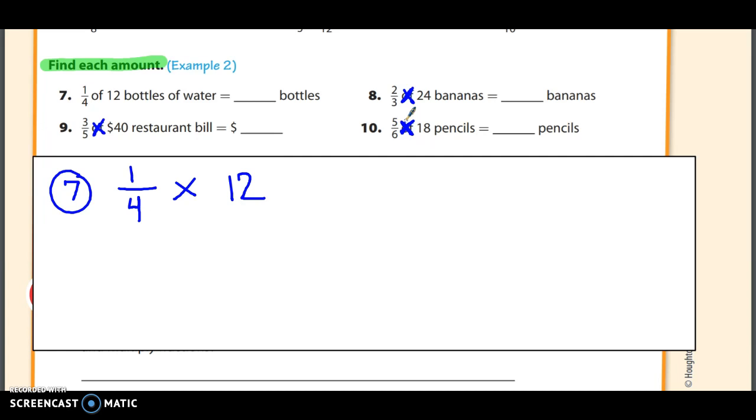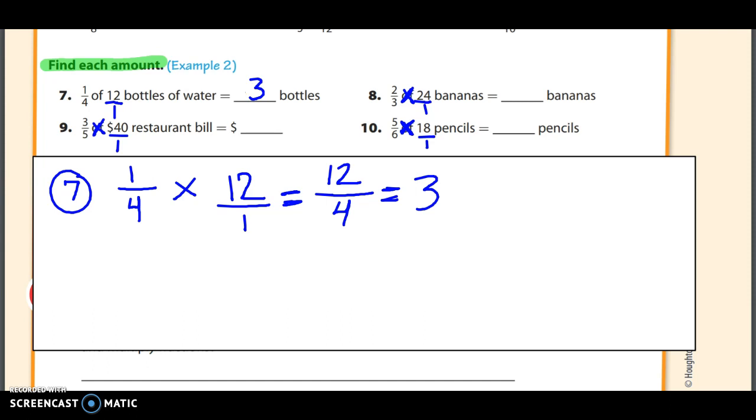Now if you think, well, that's still complicated, each of these whole numbers can be written as a fraction over 1. So number 7, we just make this a fraction over 1. And if you don't like simplifying ahead of time, watch how easy this still is. 1 times 12 is 12. 4 times 1 is 4. 12 divided by 4 is 3 whole. The answer is 3 wholes.